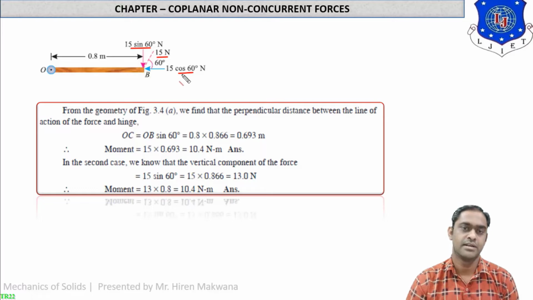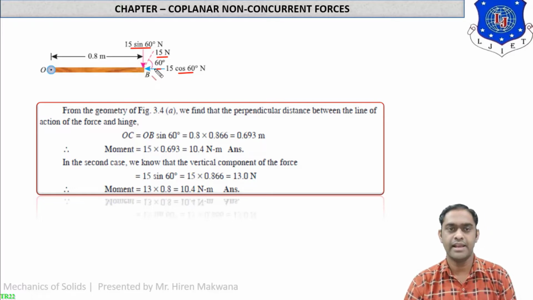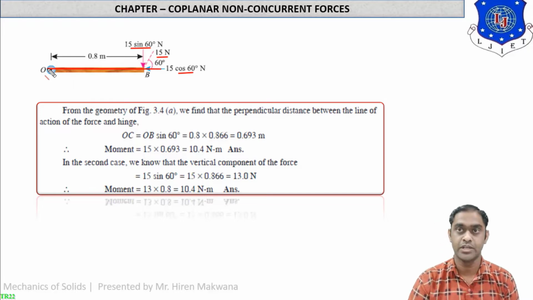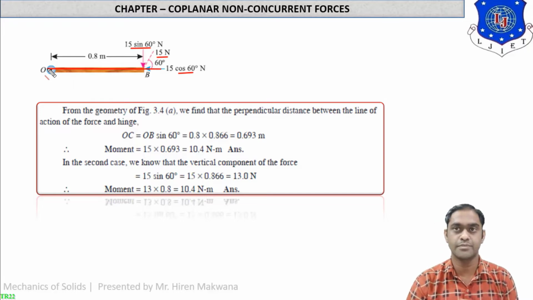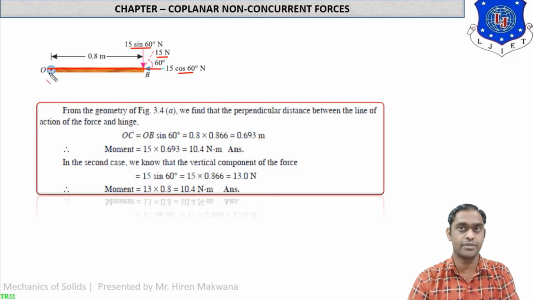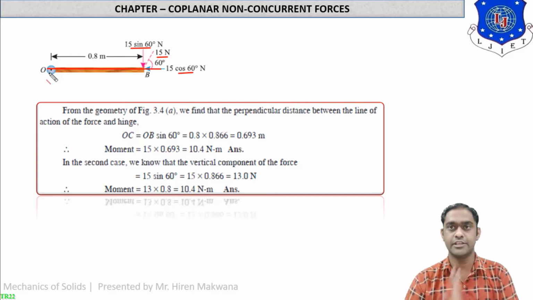Now what happens? This 15 cos 60, when extended, this horizontal force is just passing through the hinge point. So there is no perpendicular distance between this horizontal component and the hinge. So the moment of this horizontal component is 0. In other words, remember this: when the line of action of the force is passing through the point, then the moment of this force about the point is 0.